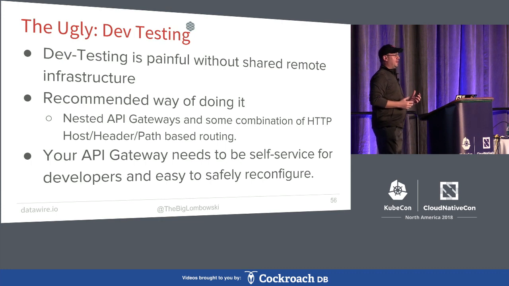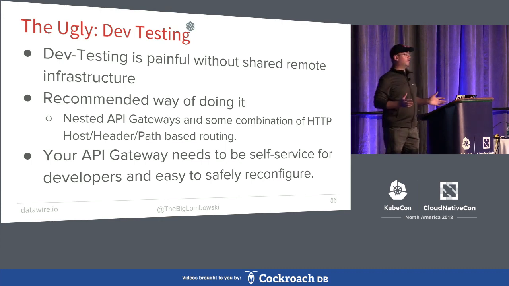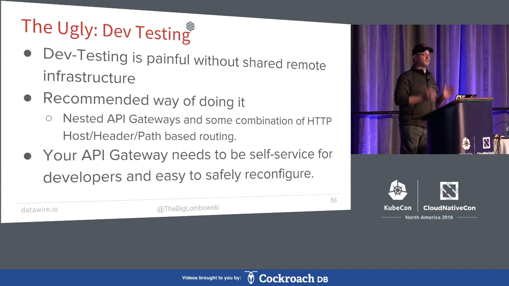And it really helps to have an API gateway that is self-service. Once you have this, it opens up a whole new world to how your developers are going to build software. They don't have to find someone and ask them to add new routing rules for them. They can just do it themselves.